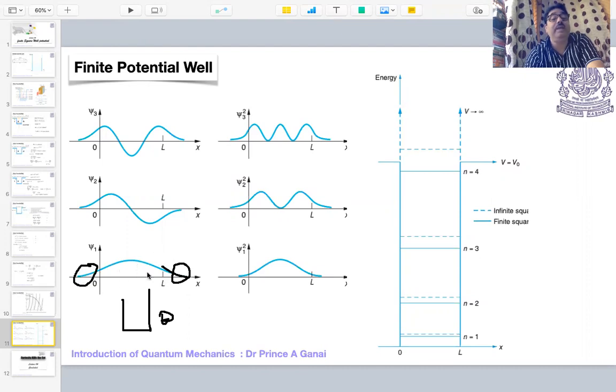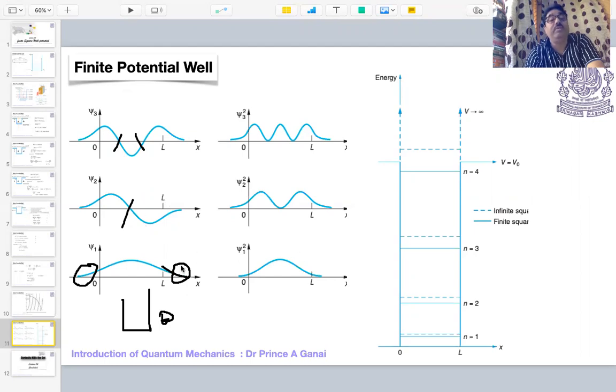And then you can see that in the ground state there are no nodes. The wave function doesn't cross the zero line. But in the first excited state, there is one node. In the second excited state, there are two nodes. So the nodes continuously increase. For any bound system, the occurrence of nodes is one of its interesting features.